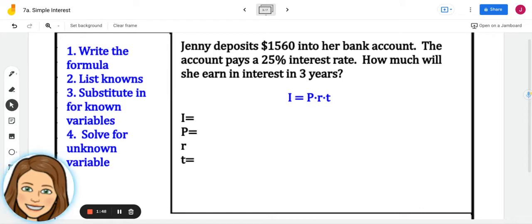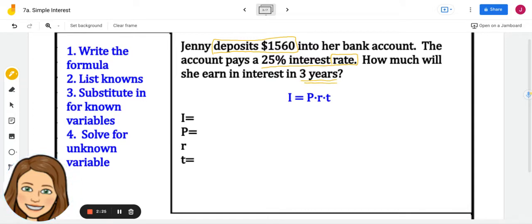All right, Jenny deposits $1,560 into her bank account. The account pays a 25% interest rate. How much will she earn in interest in 3 years? All right, so some things to make note of here. Jenny is depositing $1,560. The account pays a 25% interest rate. And we want to know how much she's going to earn in 3 years.